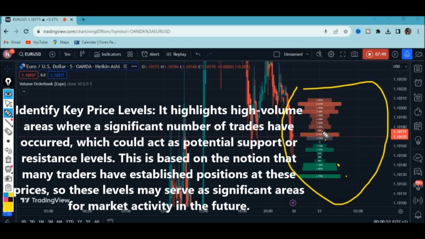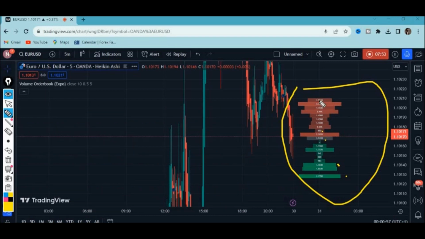So guys, you can look where we have a significant number of trades, where you're going to see very large numbers compared to the rest, like this one over here, this one over here, this one over here, and this one over here. This is where this numerical presentation is relevant to identify these key levels.